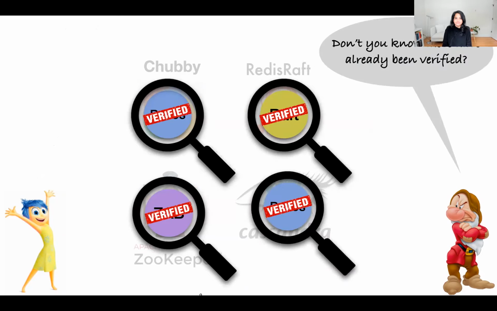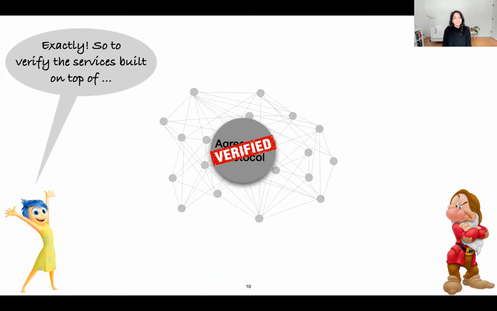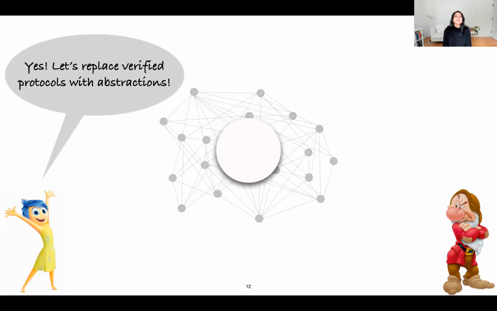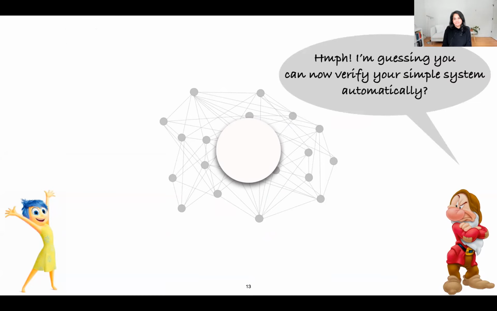See? But you do realize that all these protocols have already been verified, right? Well, that's exactly my point. So in order to verify the services that are built on top of these verified protocols. You mean you're going to use modular verification? Yes. So now that we have verified these agreement protocols, let's replace them with abstractions. So if your programs are now simpler with abstractions, can you do the verification fully automatically, maybe model checking?